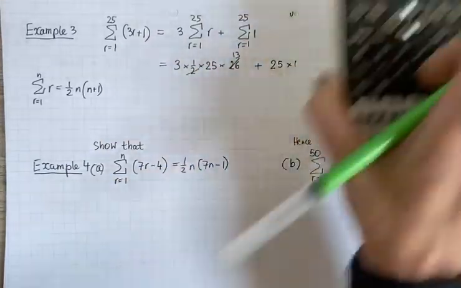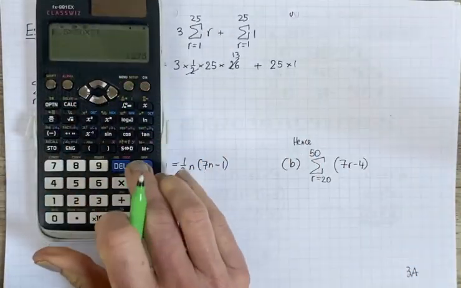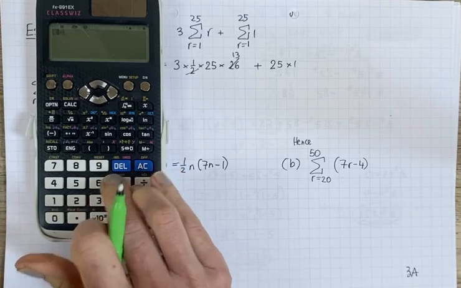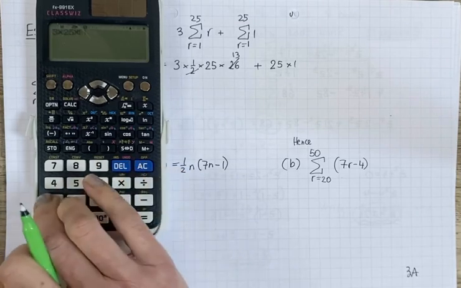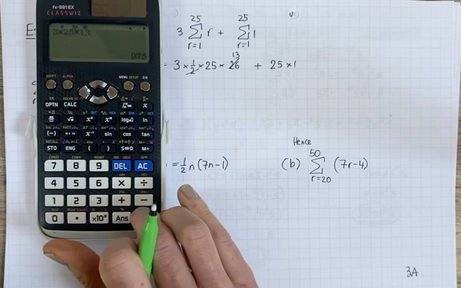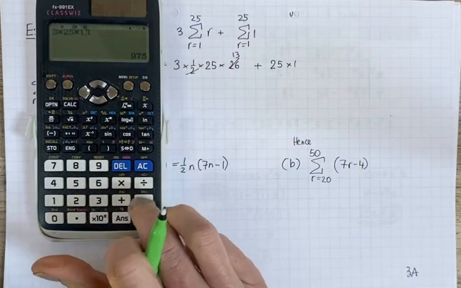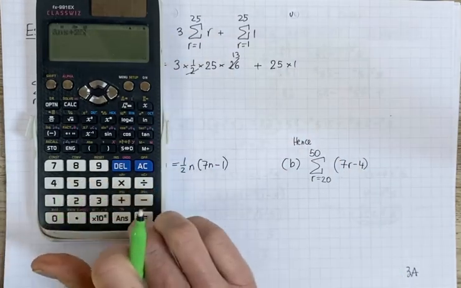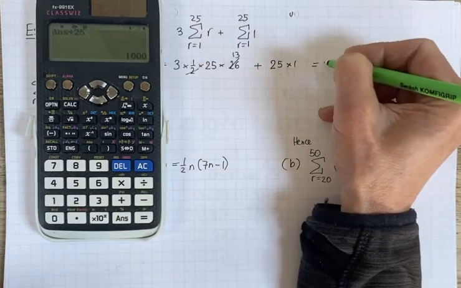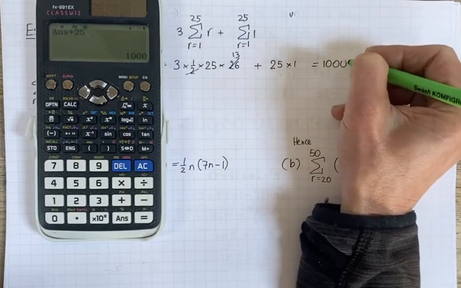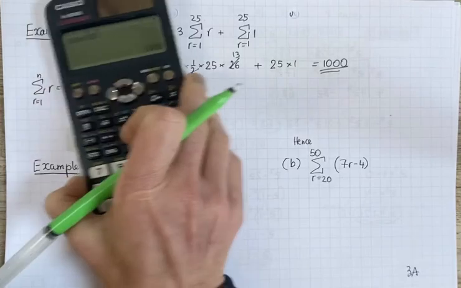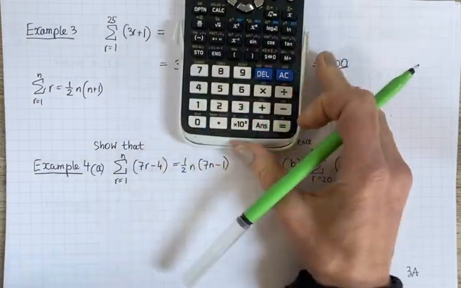Okay, so let's just pop these values into the calculator. You've got to do 3 times 25 times 13, which is 975, plus 25. That is this beautiful number, 1000. Example 4.